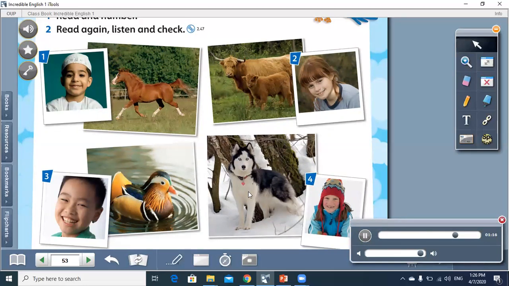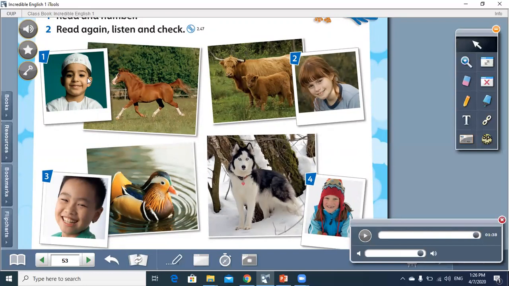Okay. Number four. Now number four. Hi, I'm Sally. I'm from Canada. I like dogs. They are my favorite animal. My dog is black and white. She's got blue eyes.